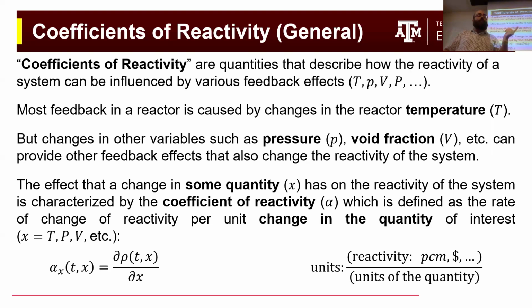We talk about temperature a lot. It could be pressure, it could be the void fraction. And so we have reactivity coefficients for these different variables, which describe how the reactivity of our system changes when those variables change. So in general, this is how we could write it for any general quantity X, and then we could write this for various different quantities depending on what the quantity was.